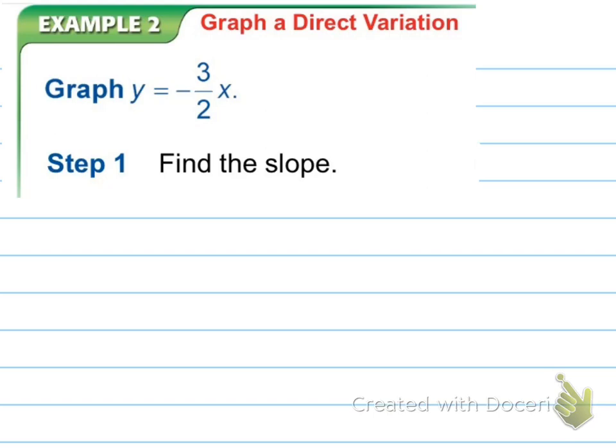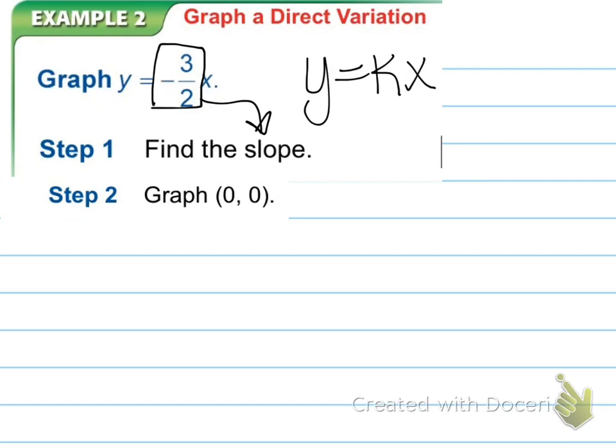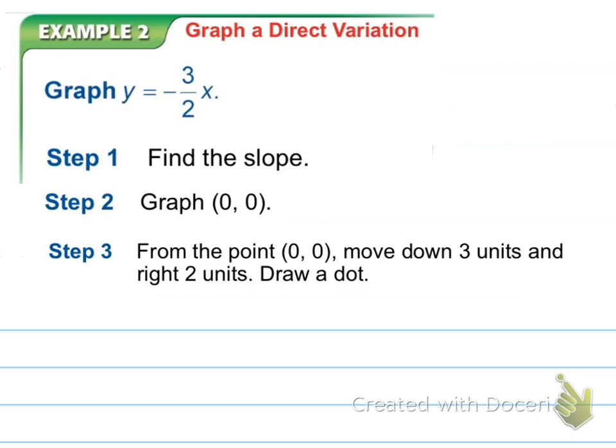Okay, so let's move into graphing a direct variation equation. Now, if you notice, this equation is in the form y equals kx. So notice that the slope is negative 3 over 2, okay? So basically, you just put a dot at 0, 0, okay? And then what you're going to do is move from that point at 0, 0. You're going to go down 3 units and right 2 units.